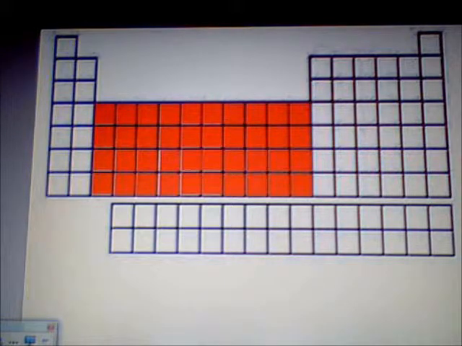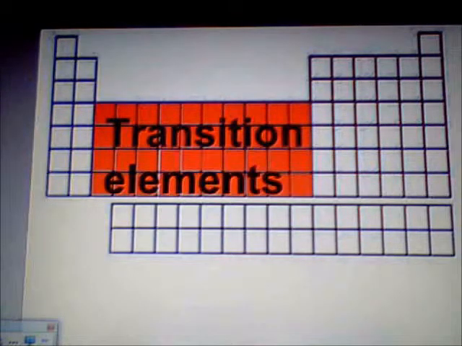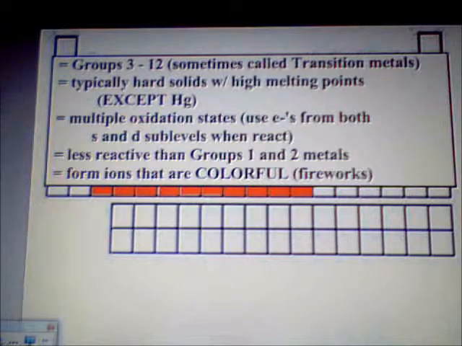And the last section on the front page is right here in the middle, and these are called the transition elements. These are the group 3 through 12 elements, and they're typically hard solids with high melting points, except for mercury. You'll see mercury in the middle there. It's a liquid at room temperature.